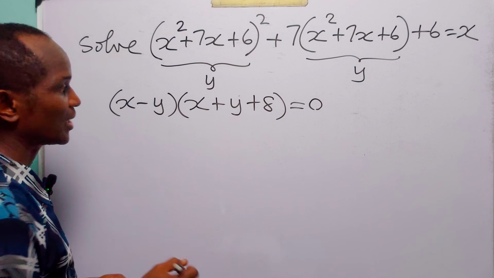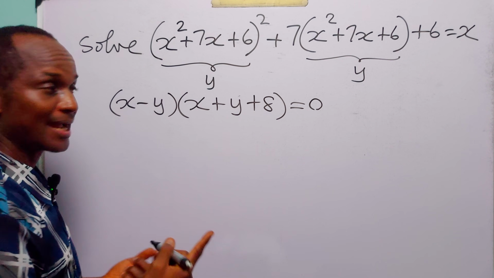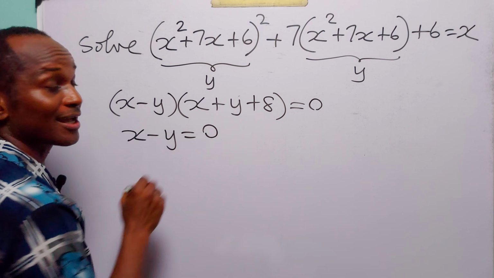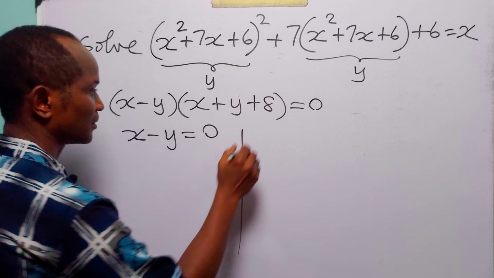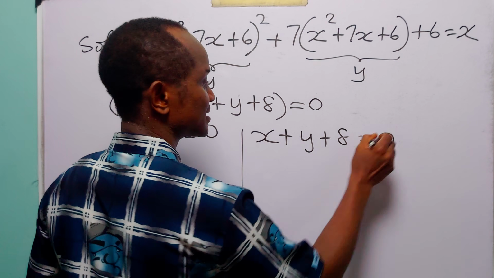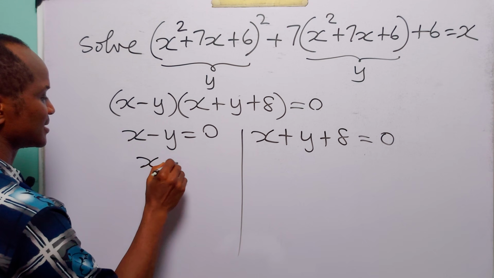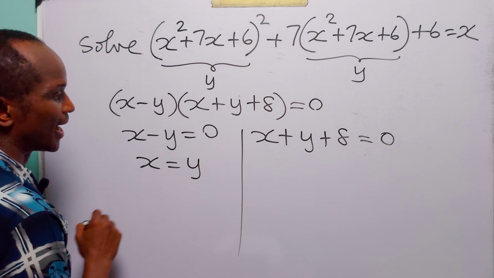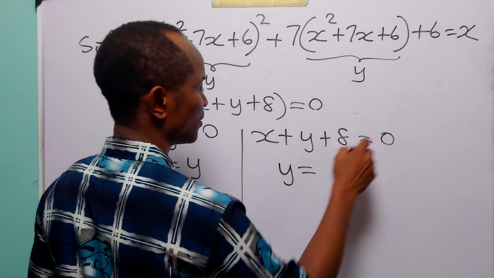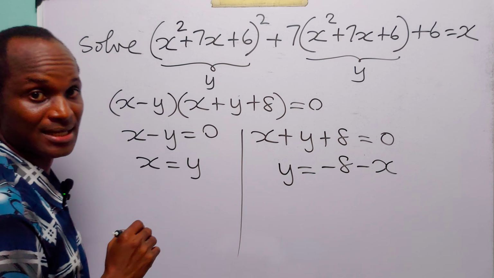And of course, you know that when the product of two items is equal to 0, then we have that either x minus y is equal to 0 or x plus y plus 8 is equal to 0. From here, we have that x is equal to y. And from here, we have that y is equal to minus 8 minus x.